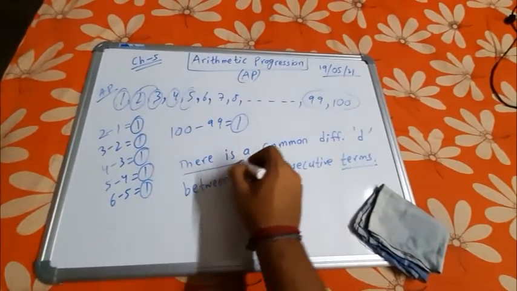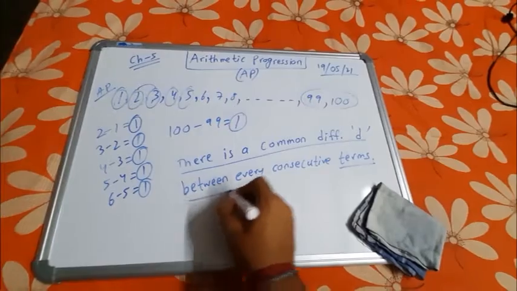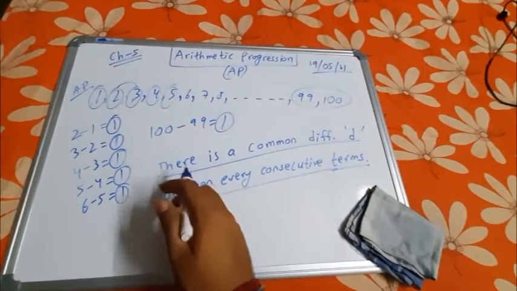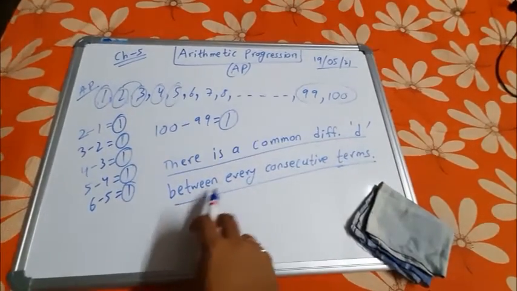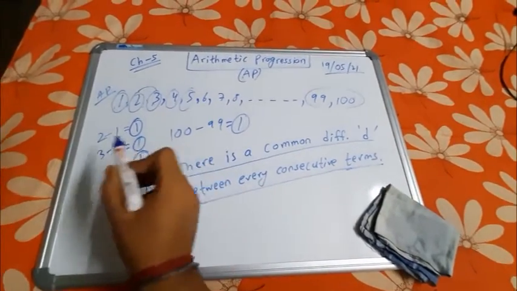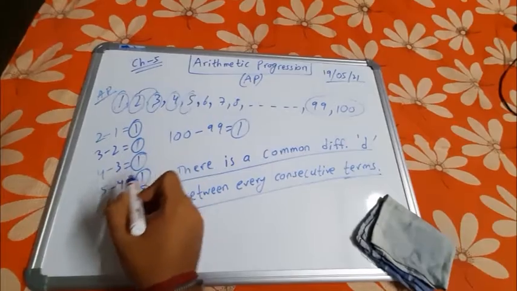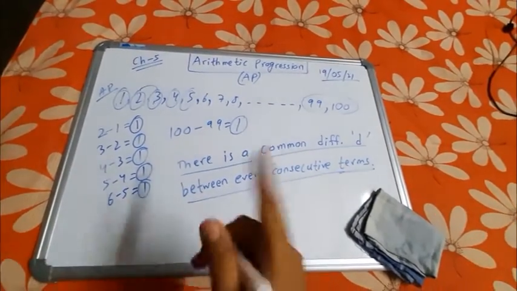So this is a property that is to be maintained for an AP series. An AP series works with this property: there is a common difference, called d, small d, between every consecutive term. 2 minus 1 is coming 1, 3 minus 2 is coming 1, 4 minus 3 is coming 1. That's why it is an AP series.